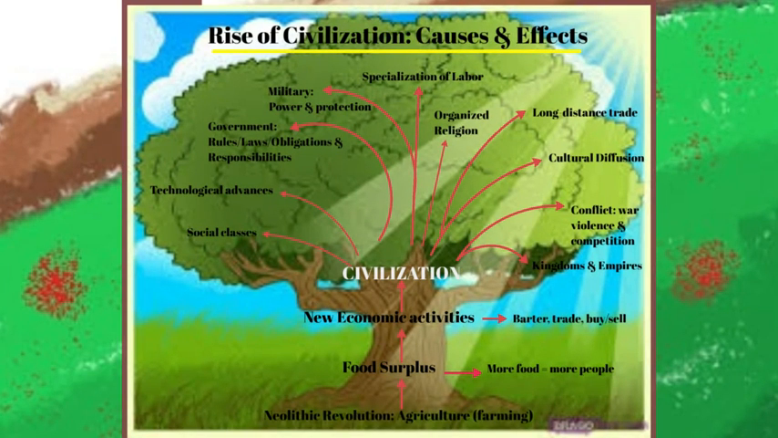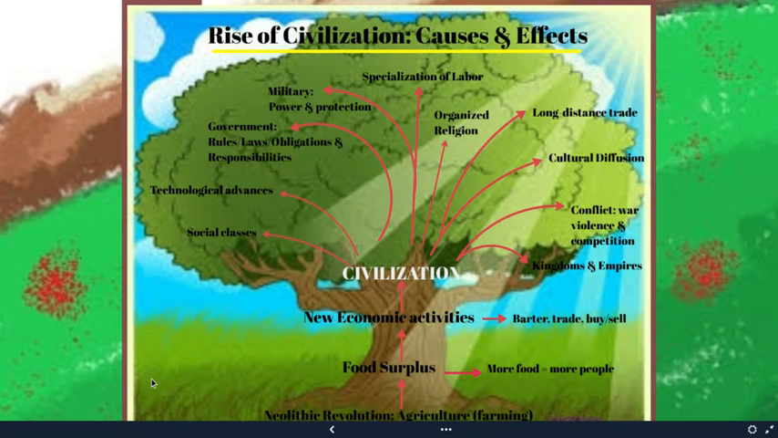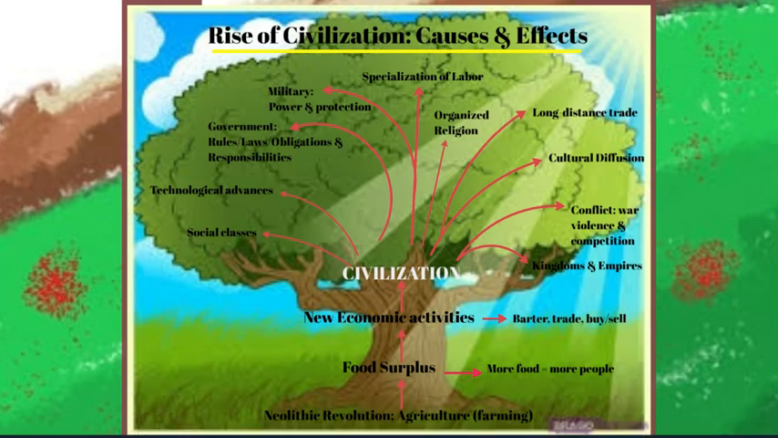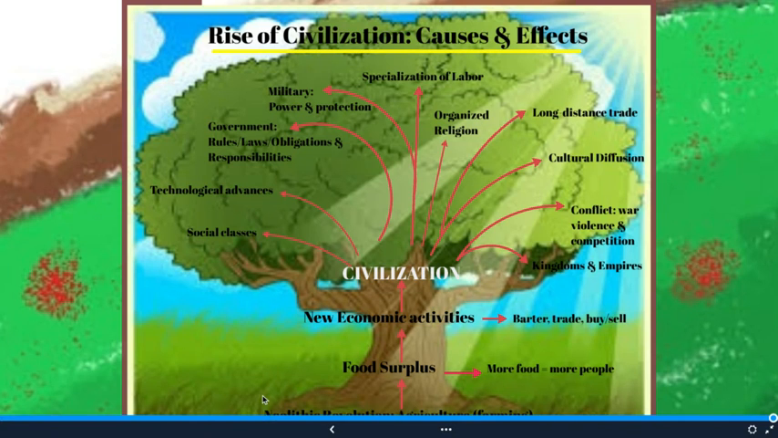All right. So now that we're done with today's little notes, yay, let's just do a quick review of some of the things that we've talked about. I call this the civilization tree. So at the very, very bottom, you see it says Neolithic Revolution, agriculture. That's what starts it all.